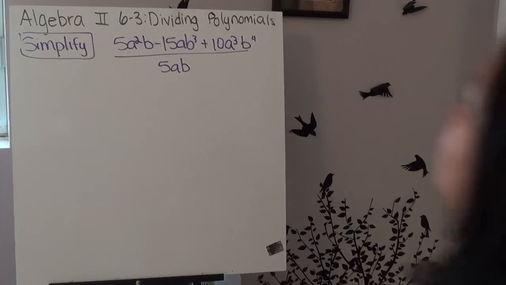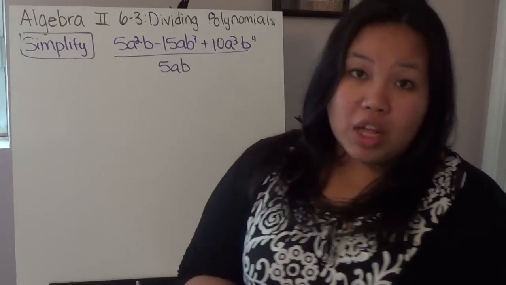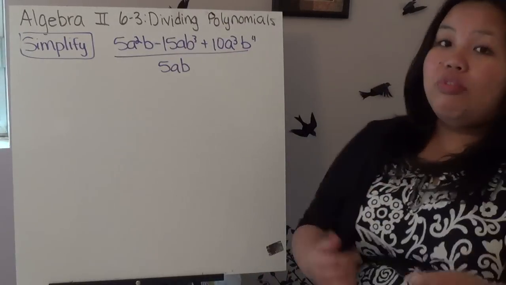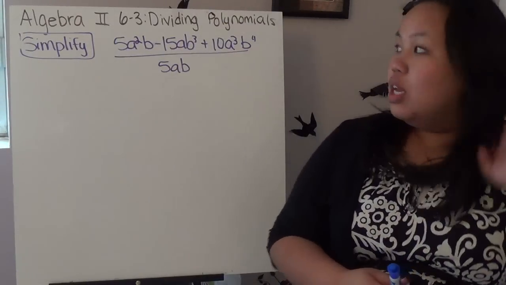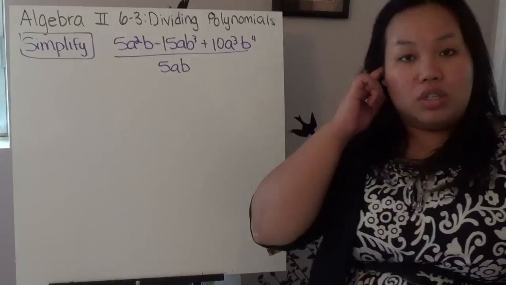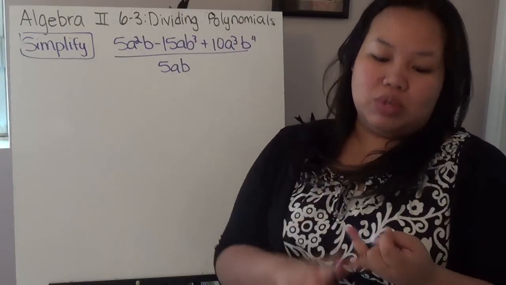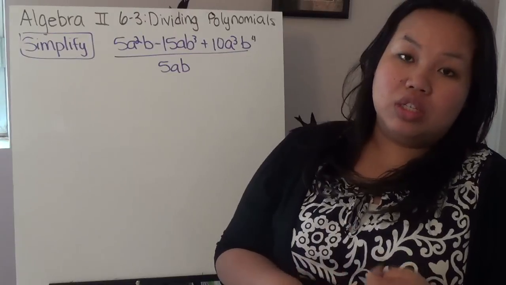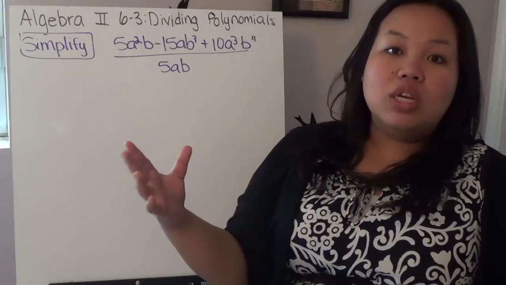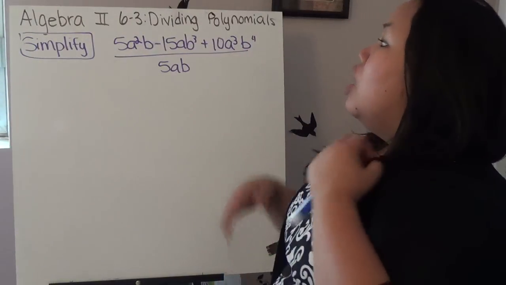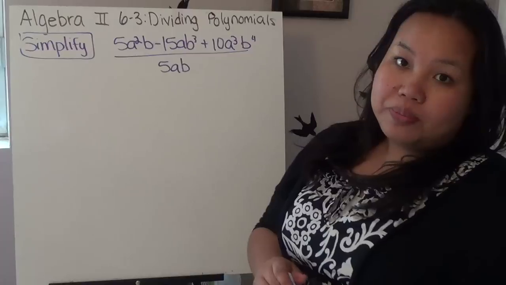Algebra 2, Section 6.3, we're dealing with dividing polynomials. Now this is your last section before your 6A test. This is the most difficult section. So last section you did adding, subtracting, and multiplication. So you did all the distributions, you combined like terms. This one is a little bit different.